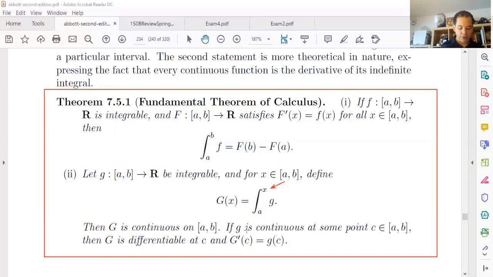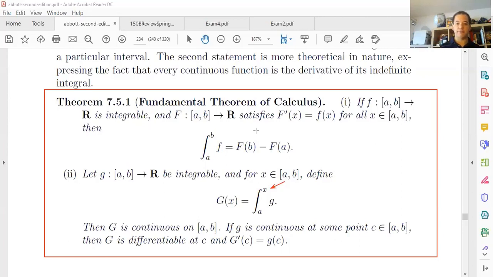Great. So this is what we're going to do. We're going to prove this. We'll start with the proof of one. So let me just recall what it is that we are assuming. We are assuming that capital F from the closed interval [a, b] to R is differentiable and the derivative of capital F is little f for all x in [a, b]. And then what we want to do is evaluate the integral.